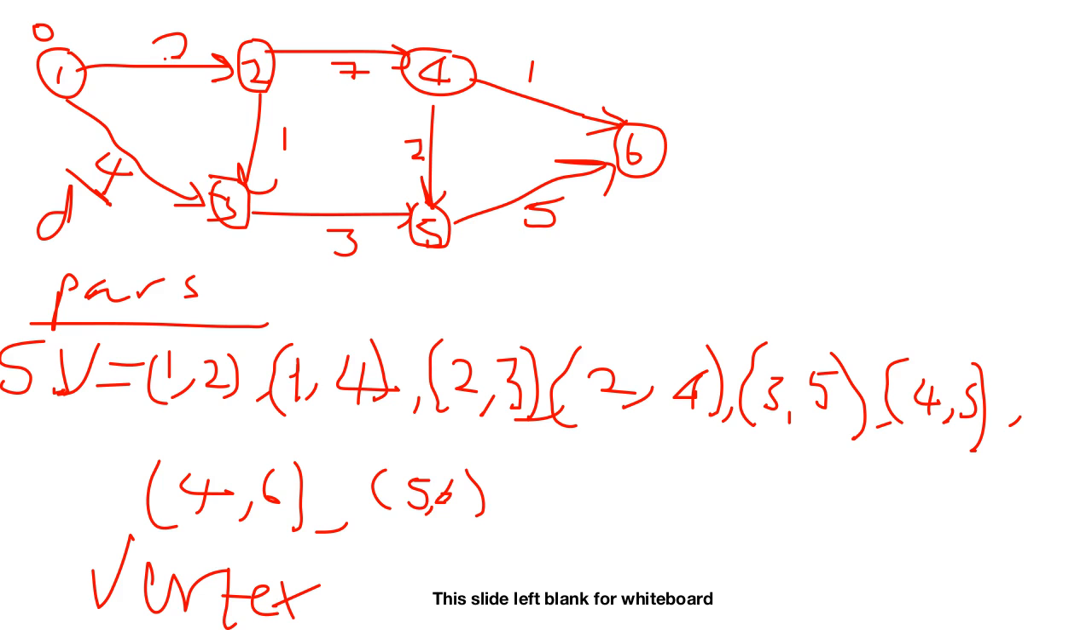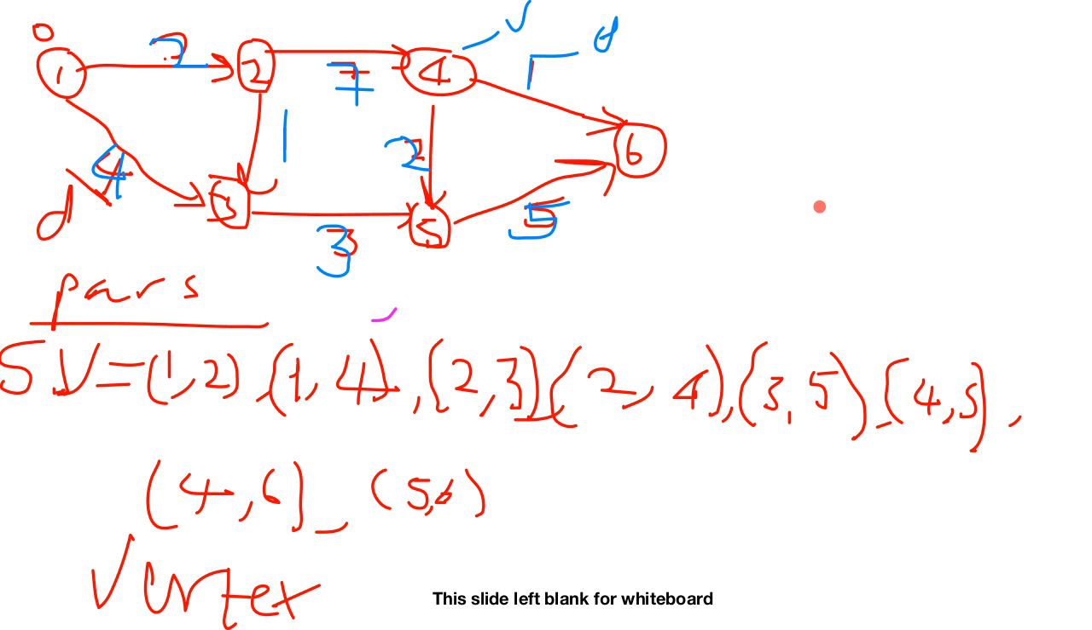I think I was supposed to change this with another color maybe. So this is supposed to be 2, this is supposed to be 4, this is supposed to be 7, this is supposed to be 1, 2. So with blue, these are distances, but these are vertices. Are you okay, Ian?